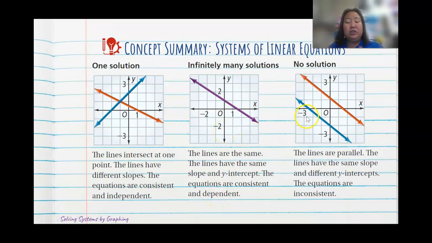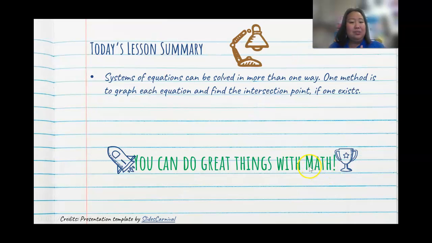Last but not the least, no solution. You can see that the lines are parallel to each other. They have the same slope but different y-intercepts. Remember that. So this is when we have our inconsistent system. All right? So, to summarize today's lesson, systems of equations can be solved in more than one way. One of those methods is simply graphing each equation, and all we need to do is find the intersection point of the two lines if it exists.